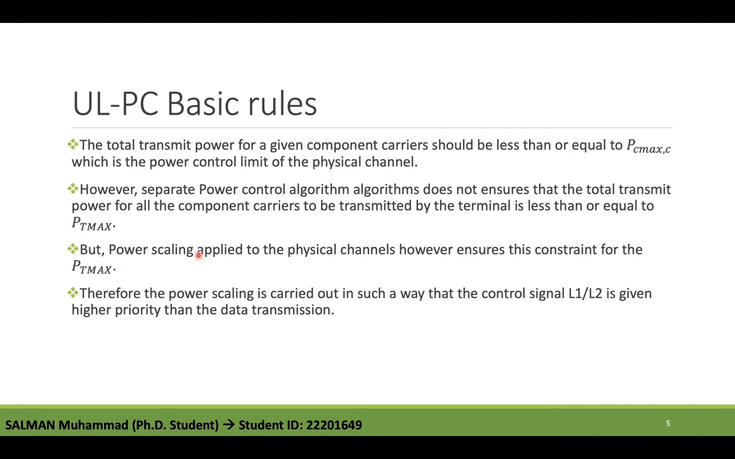But power scaling applied to the physical channel, however, ensures this constraint for the PT max. Therefore, the power control is carried out in such a way that the control signaling on each layer, for example, layer 1 and layer 2, is given higher priority than the data transmission.